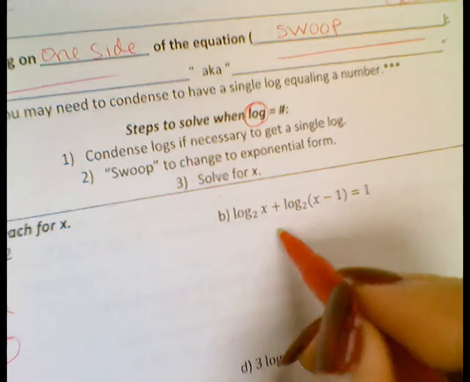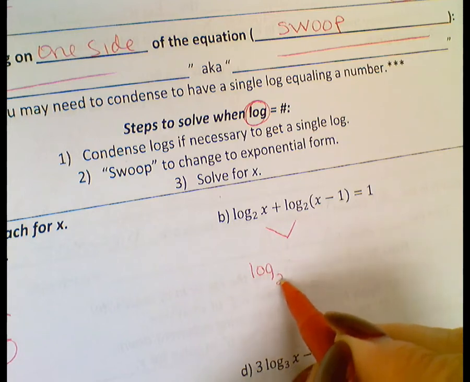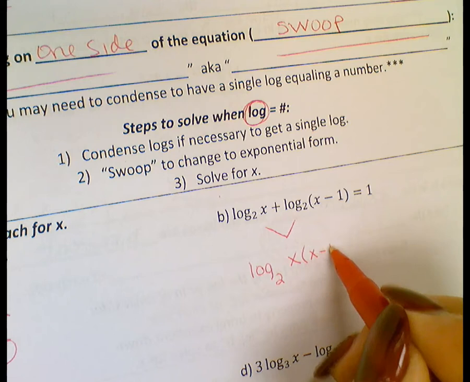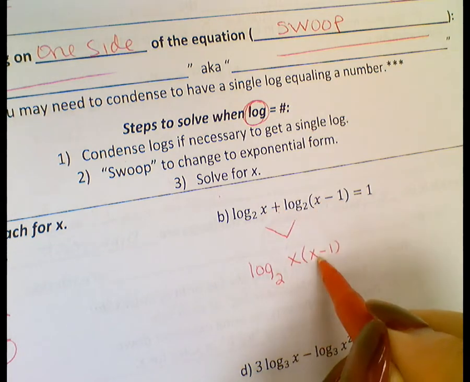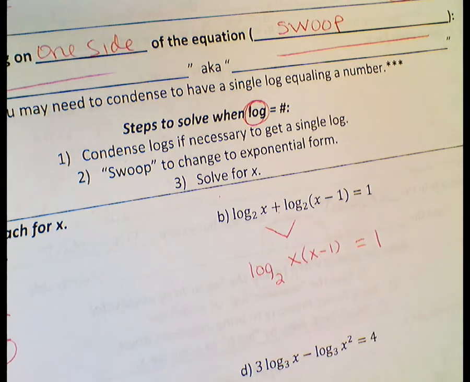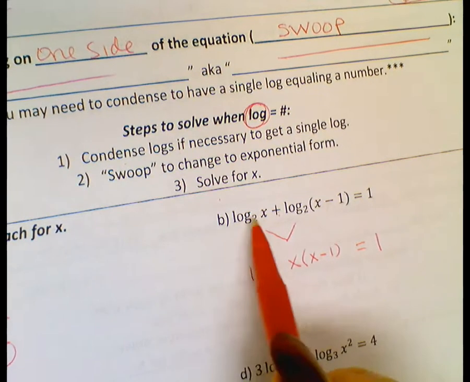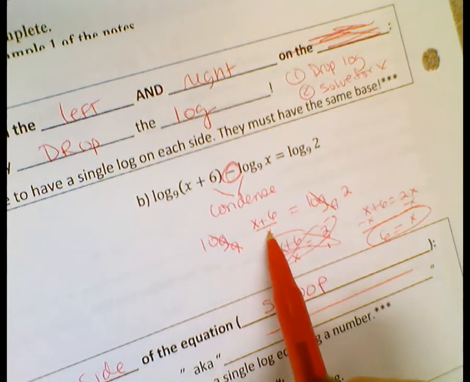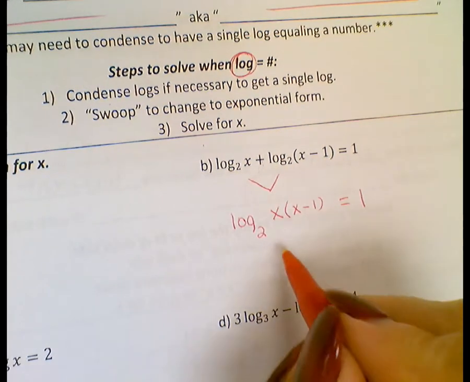On this one, you have to condense. There's 2 logs on one side, so we're going to go log 2. We are going to multiply x and x minus 1 because of the plus sign. So when you have a plus, you multiply. If they're on the same side, you have to condense them, and it equals 1. So this is still considered logs on one side. In the problem before, because of the minus, we had to divide them. But if you have a plus, you have to multiply them. So anyway, we're going to swoop.